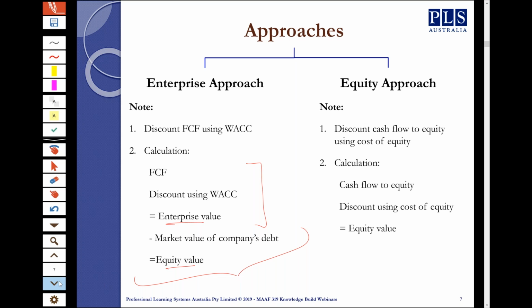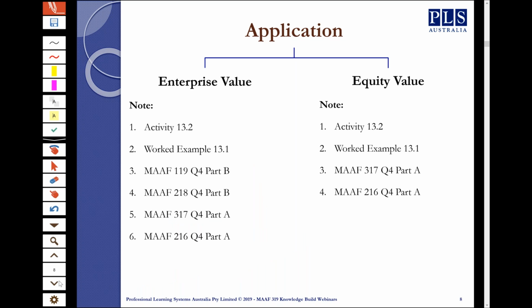So therefore, that's why we're tending to see the Institute take the enterprise approach and then step it through from there. I'd also suggest, however, as you explore this, note the Institute with respect to the enterprise value show it to you in activity 13.2 and worked example 13.1. We've then seen the enterprise value path come through in 119, 218, 317, 216. Contrast that to equity, where realistically it builds from your activity and your worked example, but you'll find the last couple of exams have been more enterprise based.